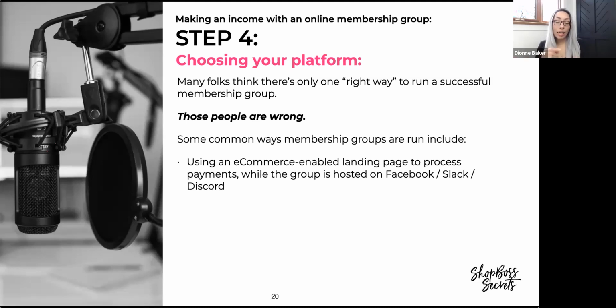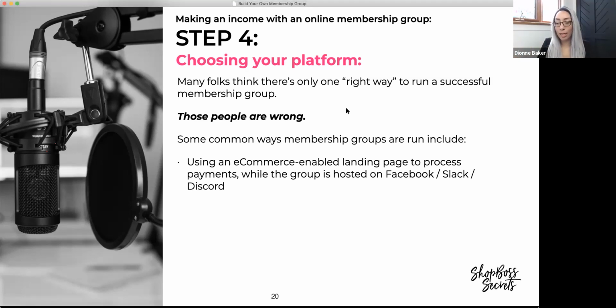But even with your PayPal buttons, when somebody pays on PayPal, they get a confirmation of that payment. You can edit what that confirmation says to include the link to your private Facebook group or your private Slack or whatever it might be, right? So there are ways to automate those sorts of things.